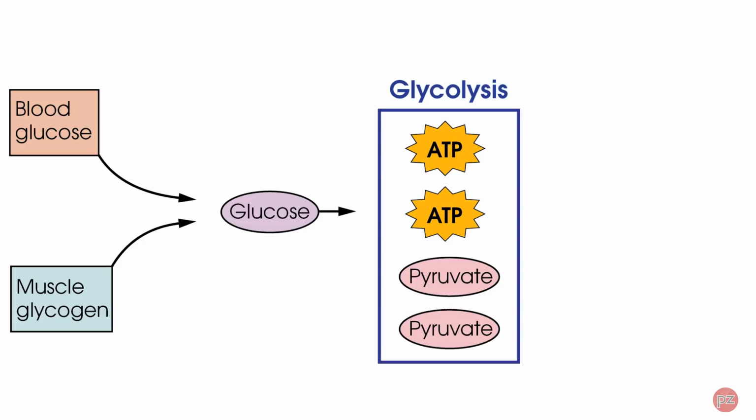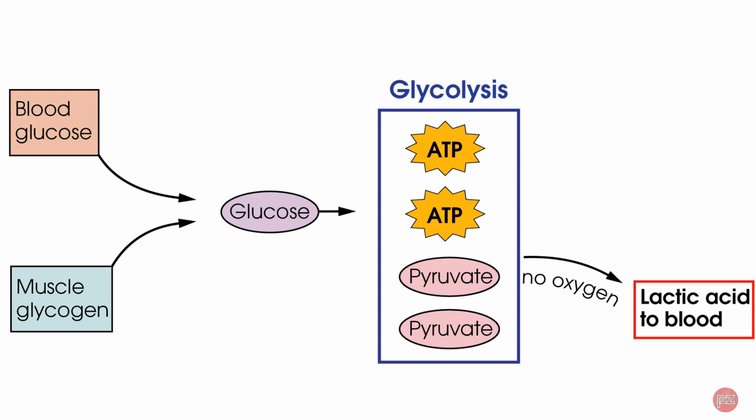So pyruvate can then be used for one of two things. If we have no oxygen available, it's then broken down from pyruvate into lactic acid, and this is an important process which we're just going to touch on a little bit more now.